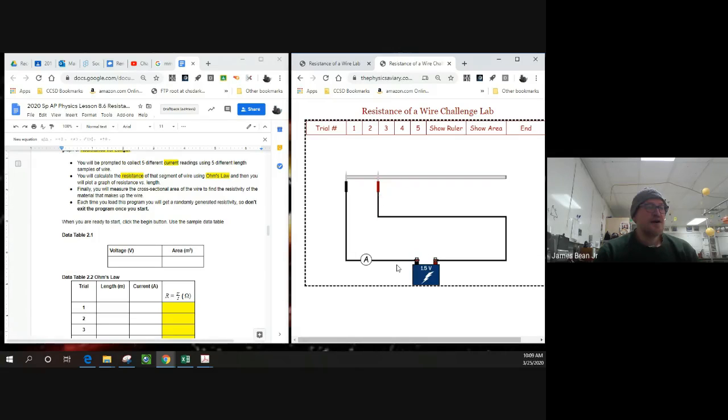And notice here I'm given a battery, which is at 1.5 volts. So when you see that, you'll probably want to put that right here, 1.5 volts.